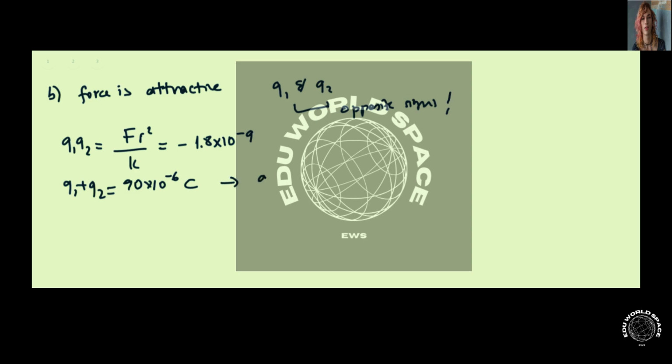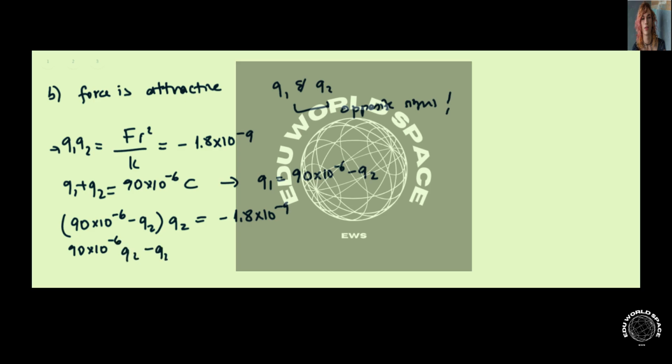Isolate, let's say, Q1 out of here. Q1 equals 90 times 10 to the power of negative 6 minus Q2, and then put it in the first equation. So 90 times 10 to the power of negative 6 minus Q2, times Q2, equals negative 1.8 times 10 to the power of negative 9. Again, 90 times 10 to the power of negative 6 Q2 minus Q2 squared equals negative 1.8 times 10 to the power of negative 9. Again, we're facing a quadratic equation. So Q2 squared minus 90 times 10 to the power of negative 6 Q2 minus 1.8, that's the difference, times 10 to the power of negative 9 equals 0.